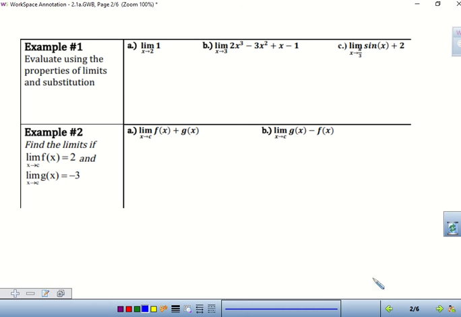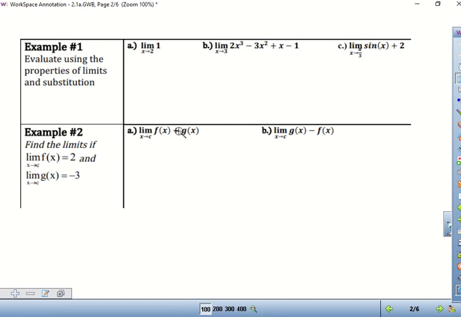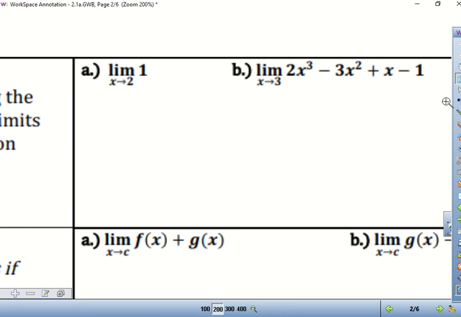So we're going to evaluate some limits using the property of substitution. These are pretty straightforward. The first one, which of the rules is this one going to be? Yes, it's going to be the constant rule. And since we're taking the limit of a constant, it's just going to be the constant itself.